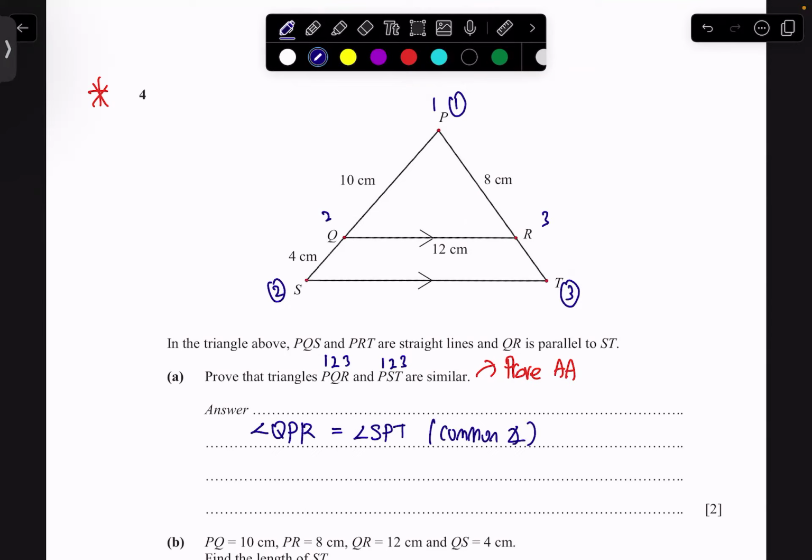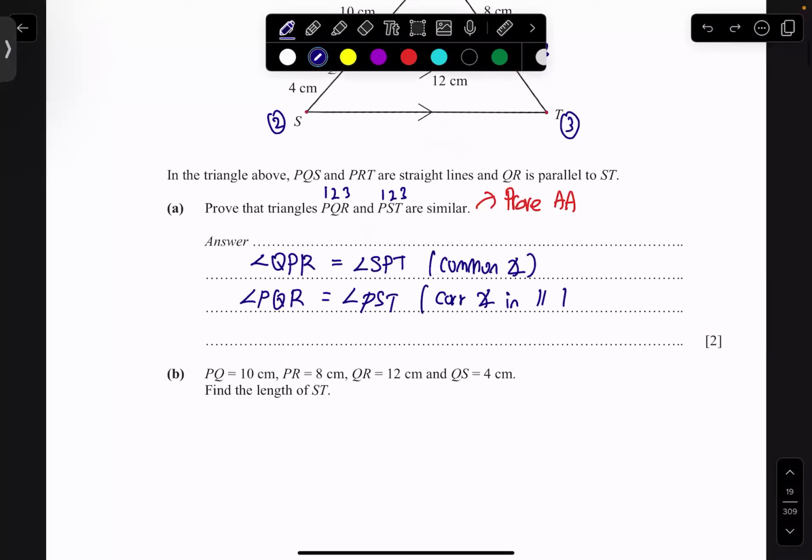Then the next one, we can say angle PQR equals to angle PST. This one is normal 1, 2, 3. Now what's the reason though? The reason is corresponding angles in parallel lines. Therefore, similar by AA. Okay, next.